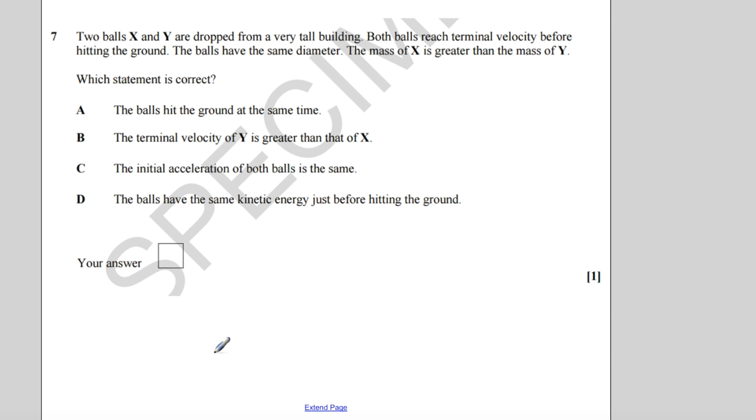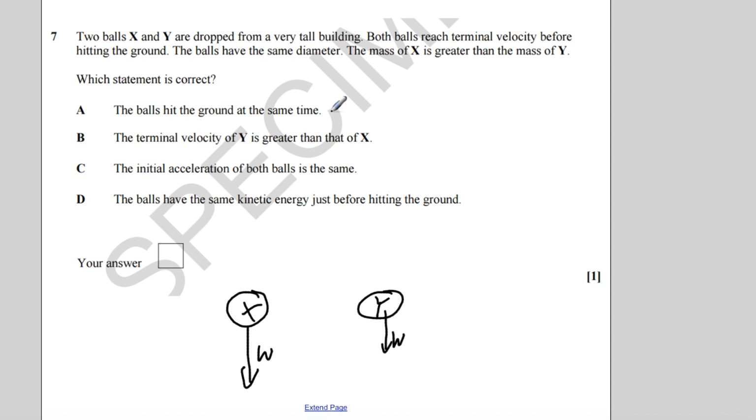In question 7, we're being asked about two balls, X and Y, that are dropped from a very tall building. And we know that X has got a greater mass than Y. So here's X and here's Y, and they've just been dropped from a very tall building. Something that we should be able to work out is that the downward force, so in other words the weight of X, is going to be larger than the weight of Y.